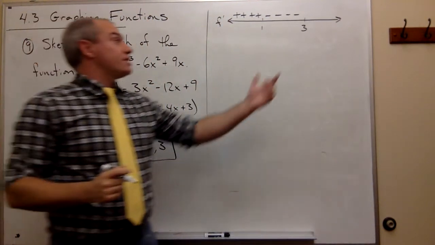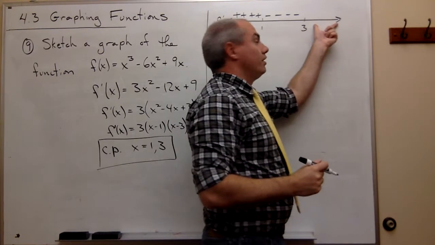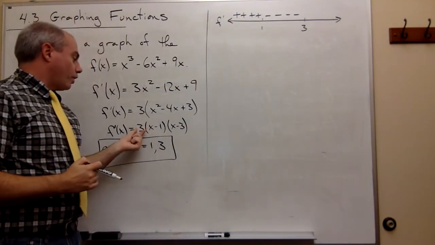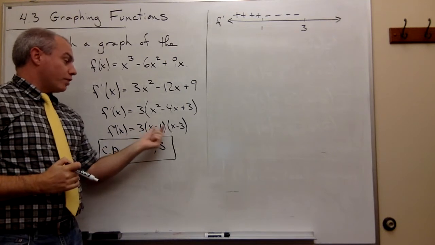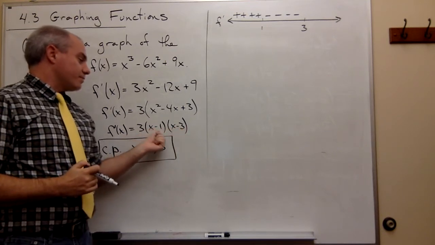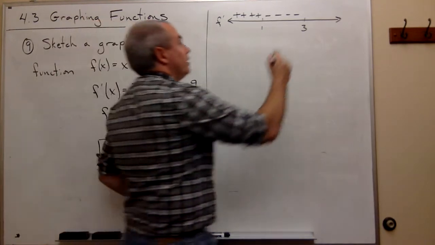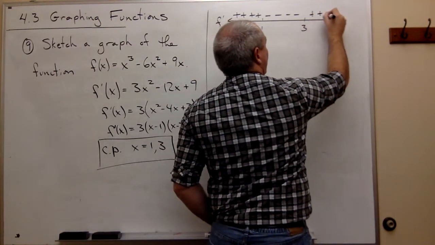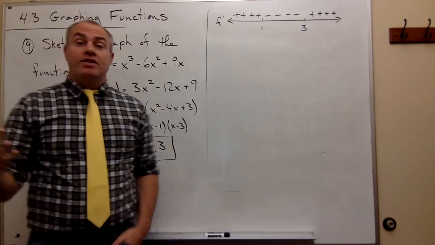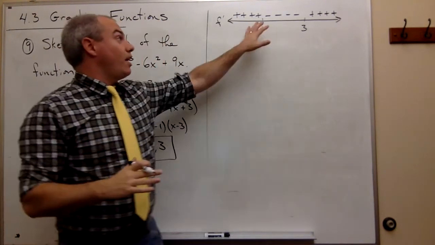And then I want to test something over in this interval. How about a 4? If I plug in a 4, I get 3 times 4 minus 1 is positive, and 4 minus 3 is positive. So positive times positive is certainly positive. Okay, and now I just remind myself, what does this tell me?